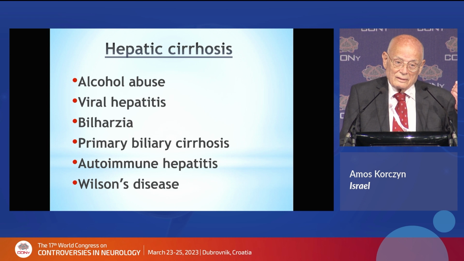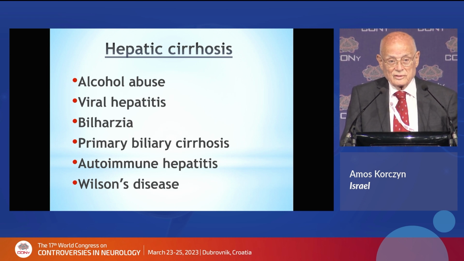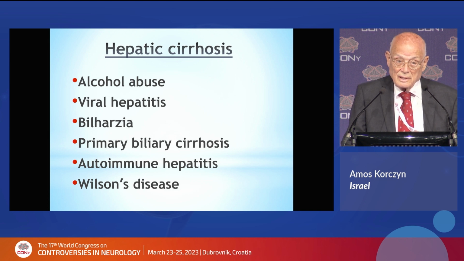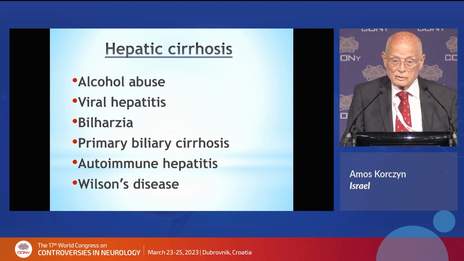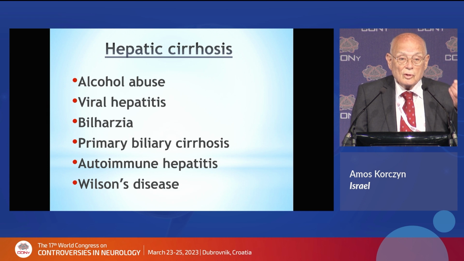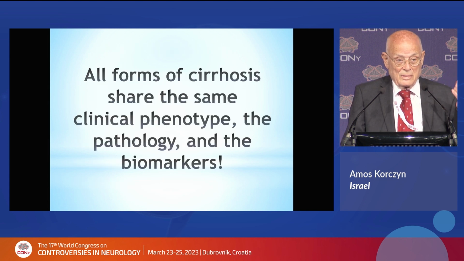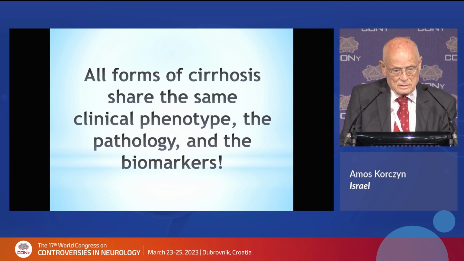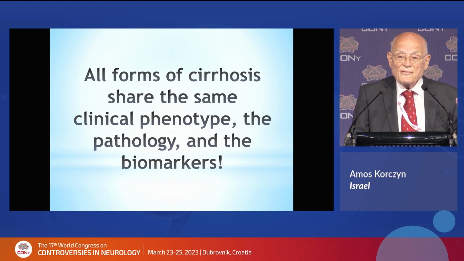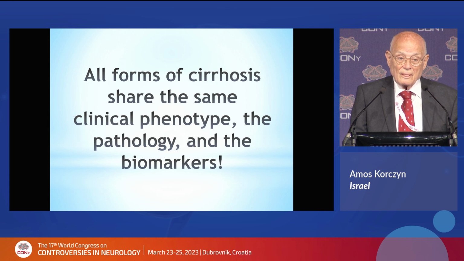And the point is that all these different forms are called by the same name, hepatic cirrhosis, because they share the clinical manifestations, and they share the biomarkers, they all have high bilirubin or transaminase, and they share the pathology. The pathology is the same, regardless of the cause. So having the same clinical manifestations and the same pathology and the same biomarkers do not define this as a disease. Okay, and this is very important.